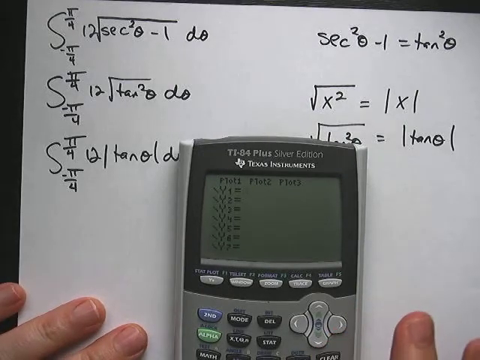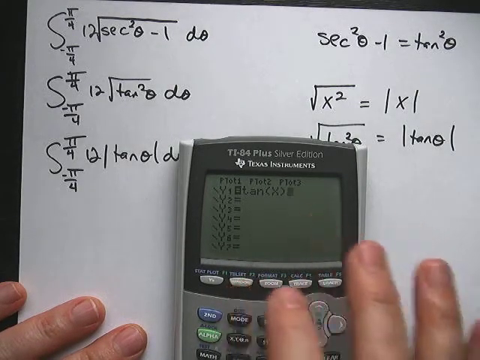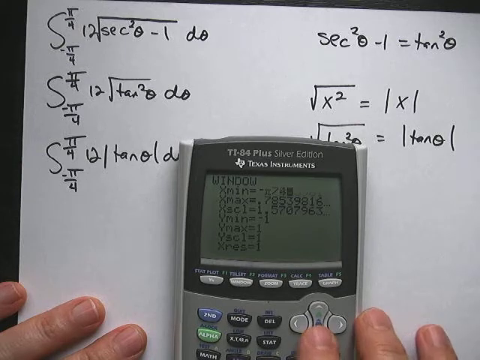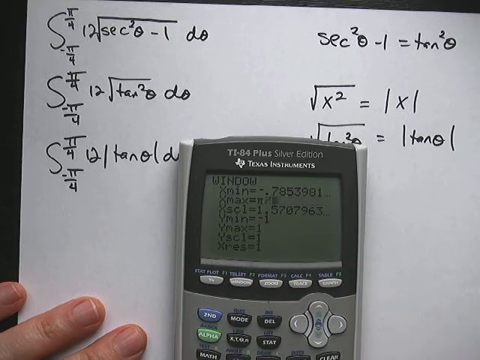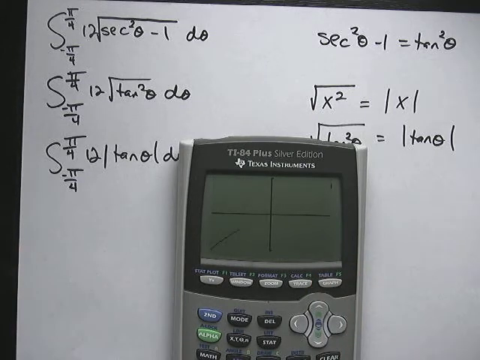First, I'm going to type tangent in to remind you of what tangent looks like. Okay, and on my window, I am going from negative pi over 4 to pi over 4. And then on the y min, y max, I'm going to go from negative 1 to 1. And that'll give me an idea of what this graph looks like. This is not the absolute value. This is just tangent, okay, zoomed in rather close to the origin there.